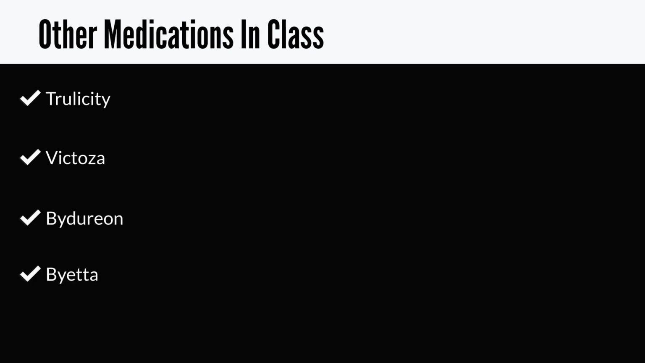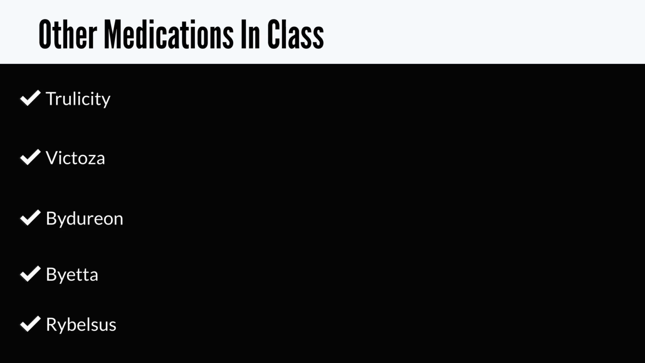Other medications in this class include Trulicity, Victoza, Bydureon, Byetta, and recently Rybelsus, which is actually the only one that is available as a pill. All the other ones that I mentioned come only as injectables, but Rybelsus is a new one that is available as an oral pill.